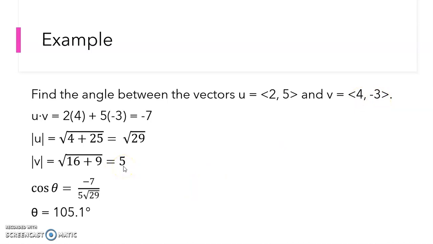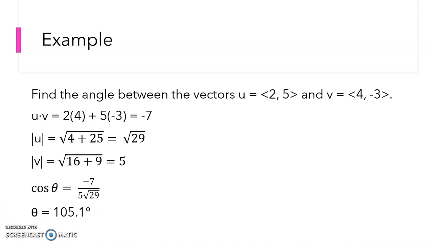So now I just put it all in the formula, negative 7 divided by 5 times the square root of 29. And then I did the inverse cosine of this fraction, and it came out to about 105.1 degrees. And that's the angle between our two vectors.